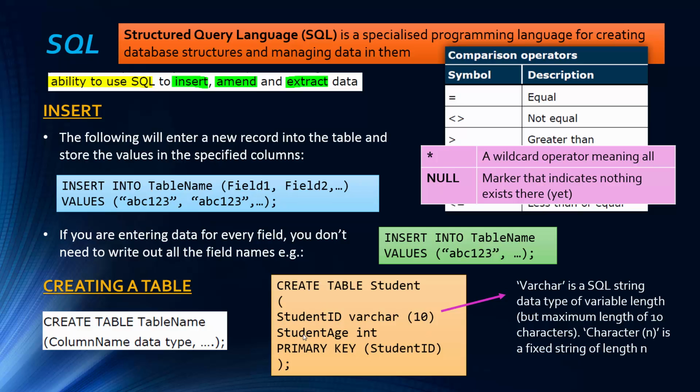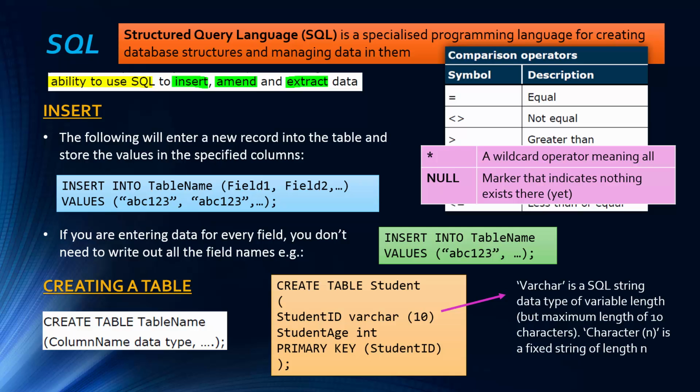The student age is another field, and this is going to be integer because the age is going to be an integer, and there's no length for this, so it doesn't have to have that. And also we're designating the student ID as the primary key. So this shows you the primary key isn't just assumed, you have to actually say what your primary key is going to be.